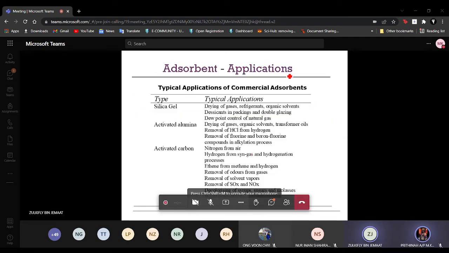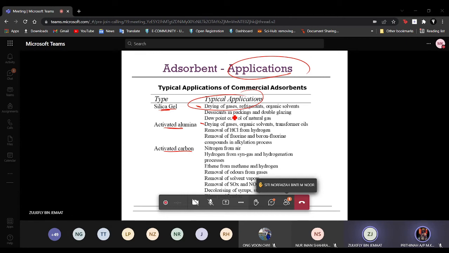Okay, about the applications. You see that for the types of adsorbent like silica gel, activated alumina, and activated carbon, they have more or less the same applications. For example here, drying gases. Here also you have drying gases. Here you have not drying gases but removal of, for example, hydrogen. Some of them have similar applications.